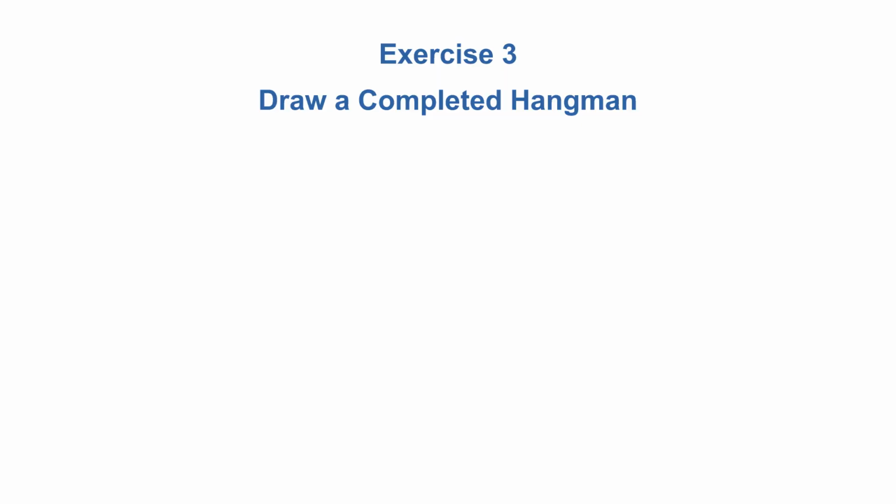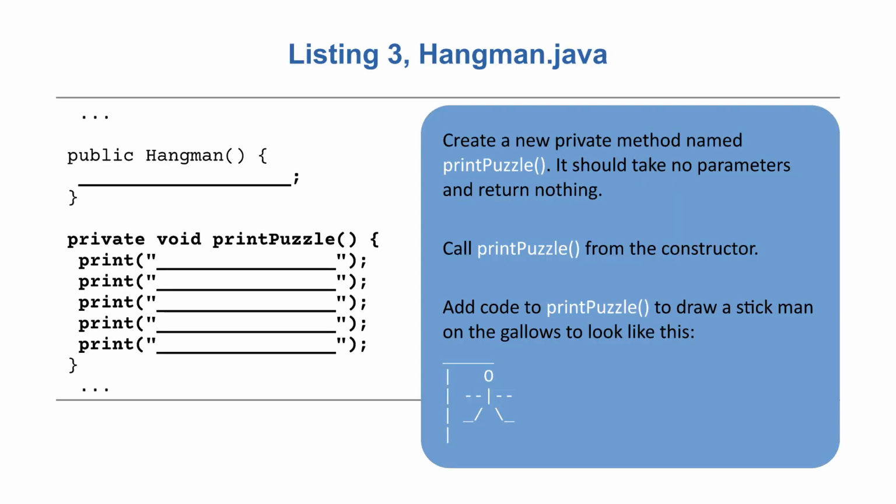Next, let's create a method to print the puzzle. We'll start printing the puzzle by drawing a completed hangman. Exercise 3. Draw a completed hangman. Create a new private method named printPuzzle. It should take no parameters and return nothing. Then call printPuzzle from the constructor.